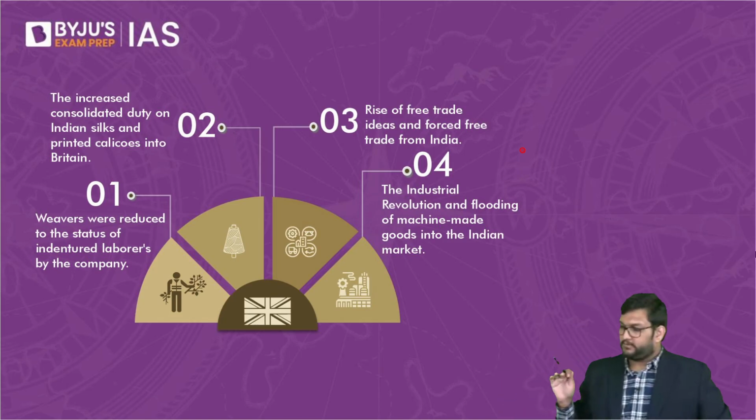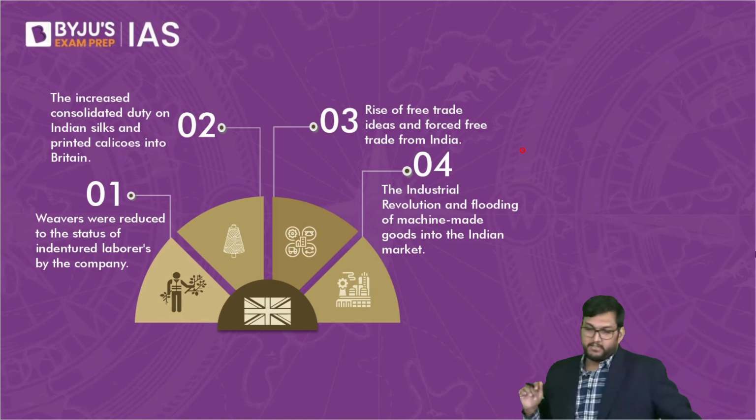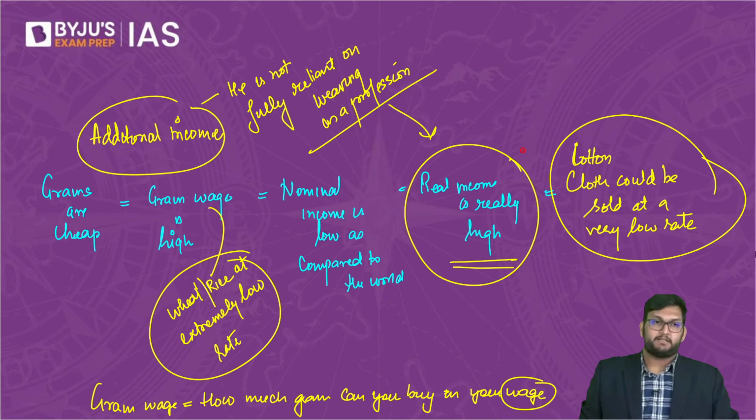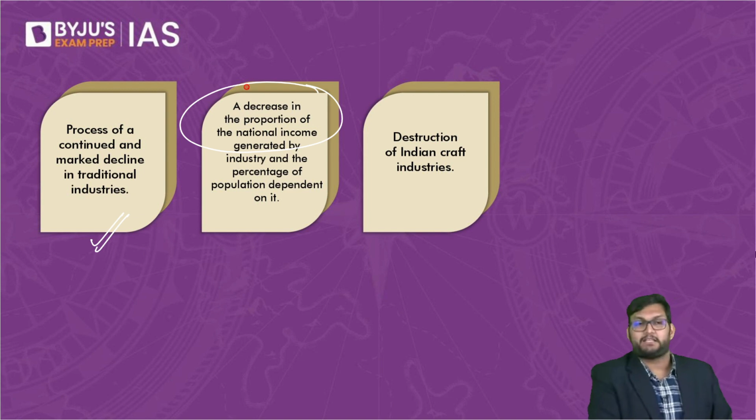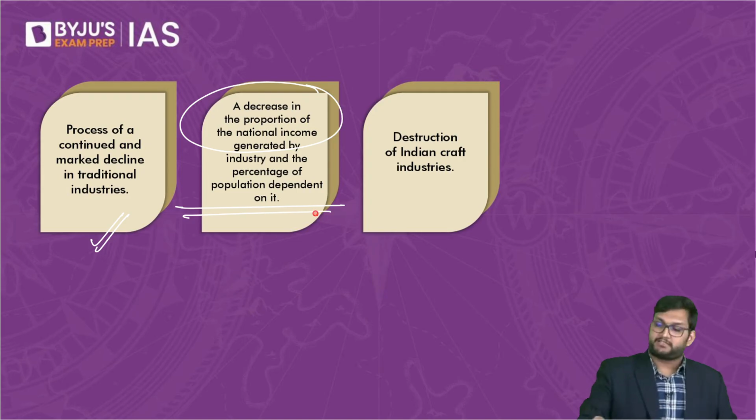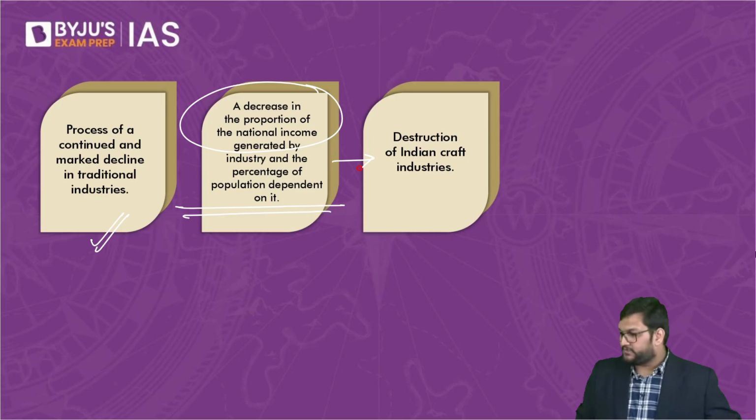Can I read it out of the PPT? And then we will go to drain of wealth and finish for today. Okay. So, what is deindustrialization? Process of continued and marked decline in the traditional industries, and the decrease in the proportion of national income produced by the handicraft industry and percentage population dependent on it. The destruction of Indian handicrafts is technically considered deindustrialization.